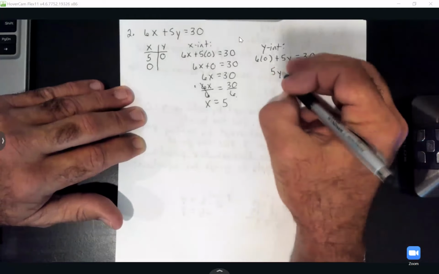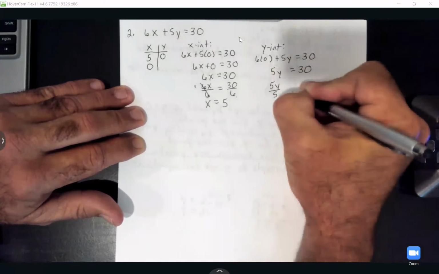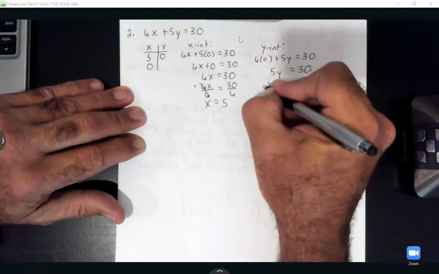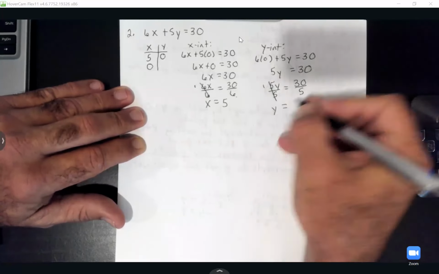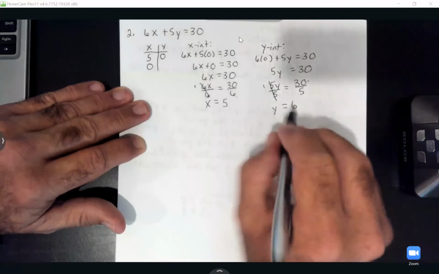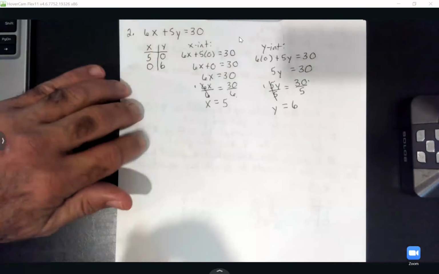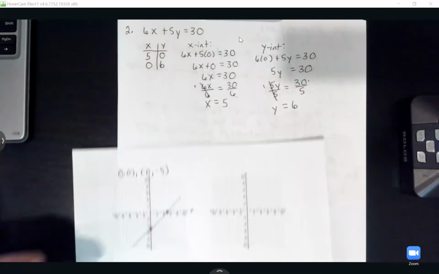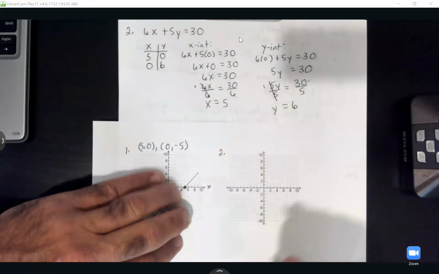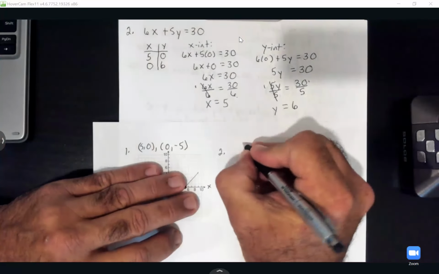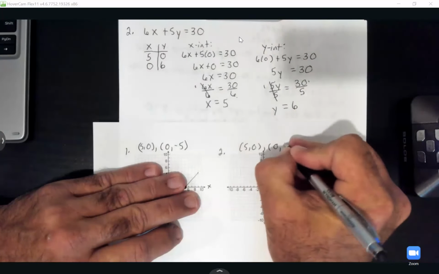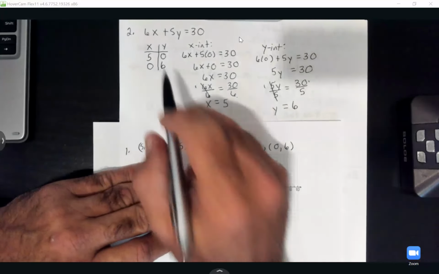Divide both sides by that 5, because we want that to be a 1y. So notice, 5 divided by 5 gives me 1y like I needed. 30 divided by 5 gives us a 6. So my second point is 0, 6. So let's see, right here will be my number 1. Here's the number 2 I'm doing. So notice now my points are going to be 5, 0 for the x-intercept, 0, 6 for my y-intercept.